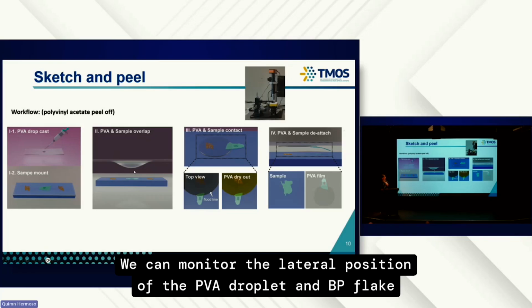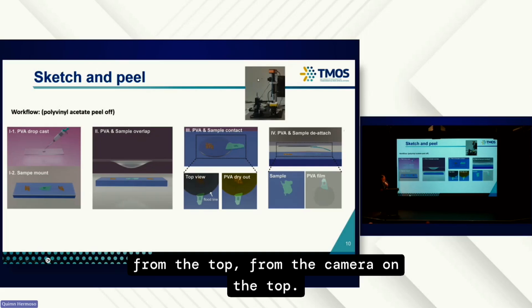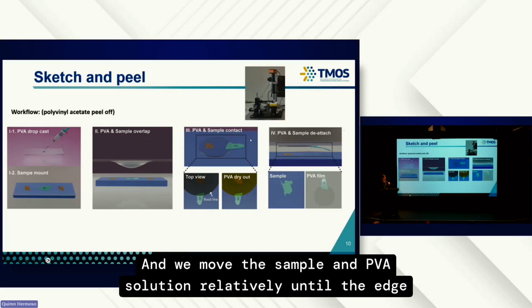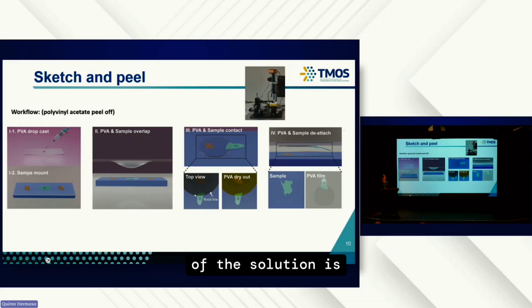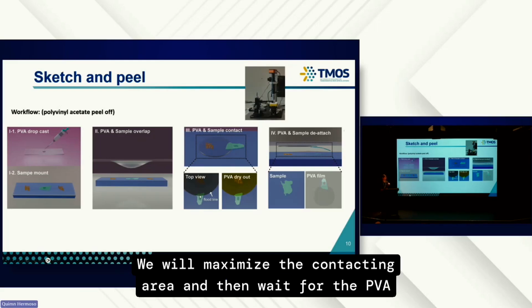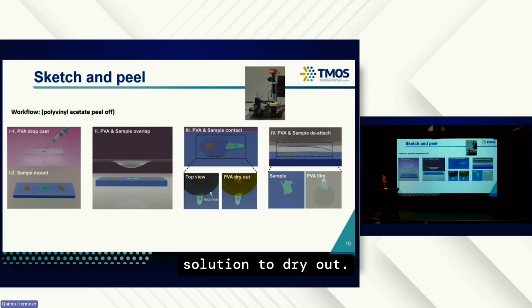We can monitor the lateral position of the PVA droplet and BP flake from the camera on the top, and we move the sample and PVA solution relatively until the edge of the solution is partly contacting with the BP flake. We will maximize the contacting area and then wait for the PVA solution to dry out. It will form an adhesive film.